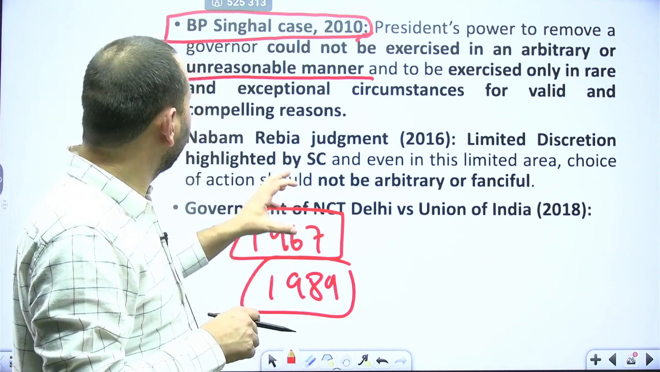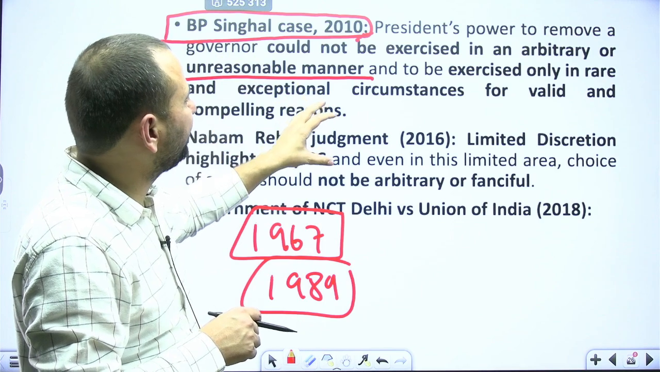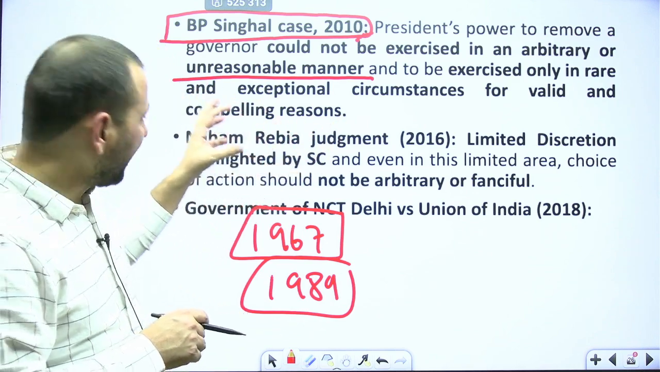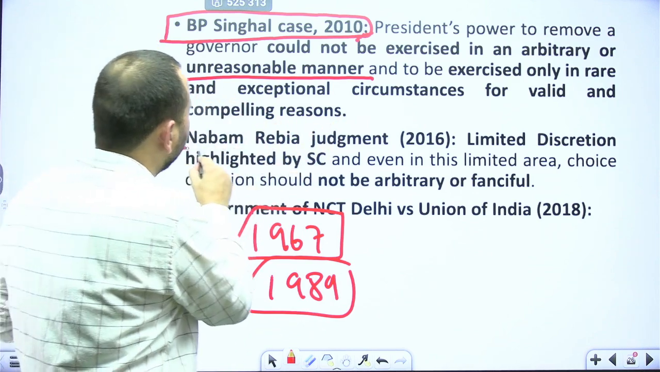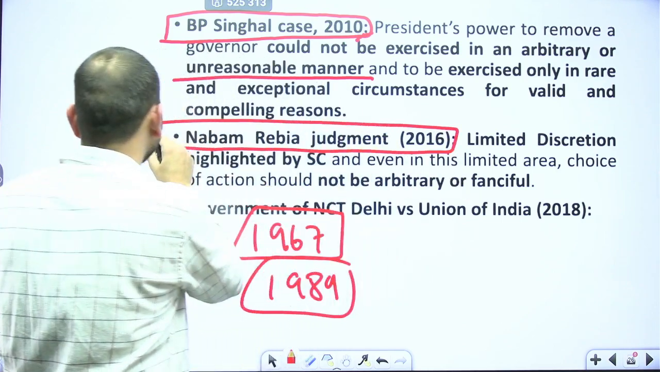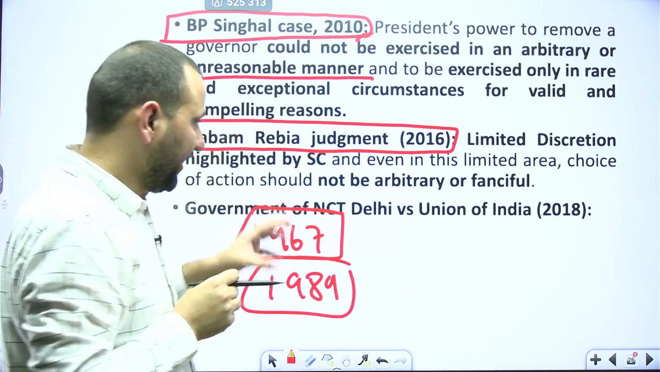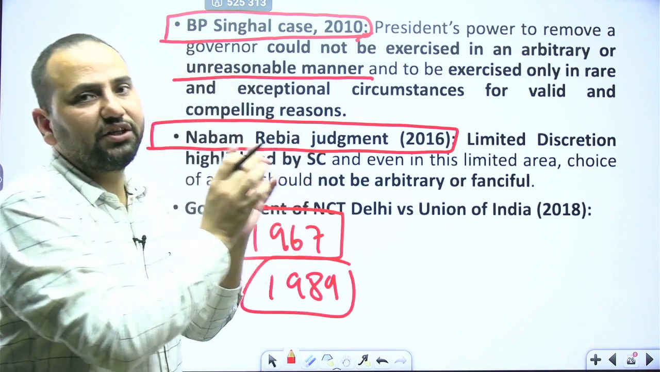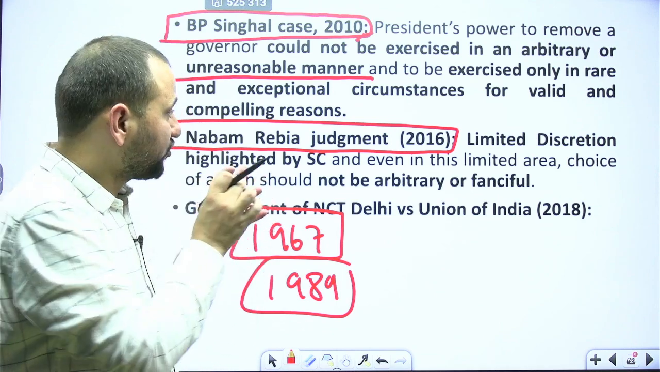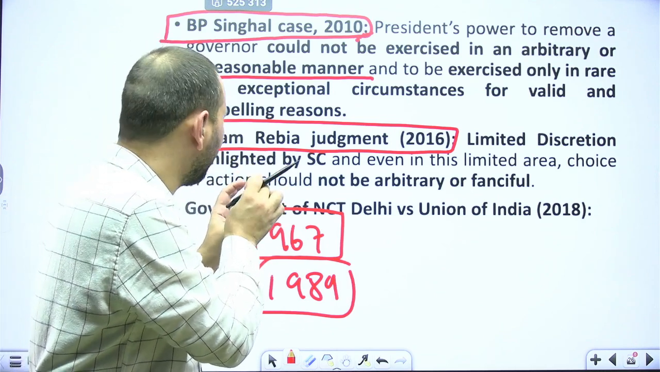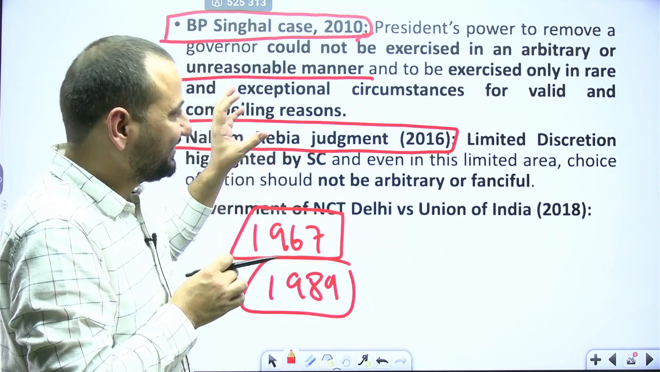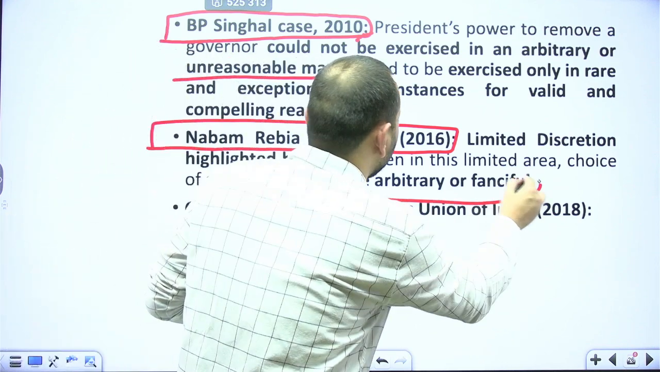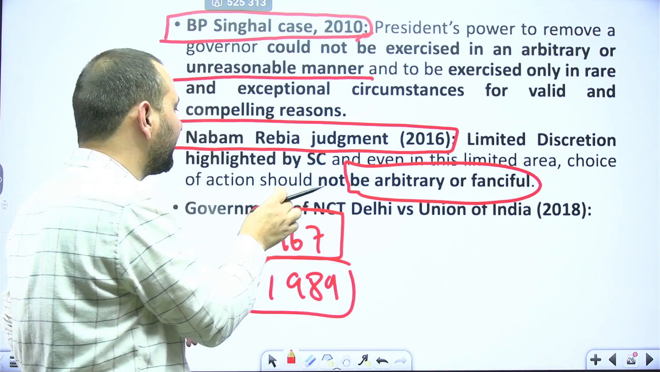That is why, if you see this whole issue in the BP Singhal case, it was specified that the president should not remove them arbitrarily or in an unreasonable manner. If you see the deciphering, then in the Nabam Rabia judgment of 2016 also, you can see this whole issue. If you talk about this Nabam Rabia judgment, you have to understand that it limited the discretion of the governor. With reference to this whole structure, we have to understand that whenever we talk about the discretion of the governor, this discretion should not be arbitrary or fanciful. This discretion of the governor should be reasonable.